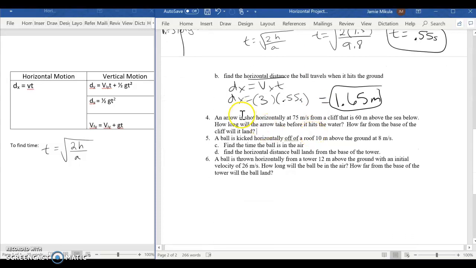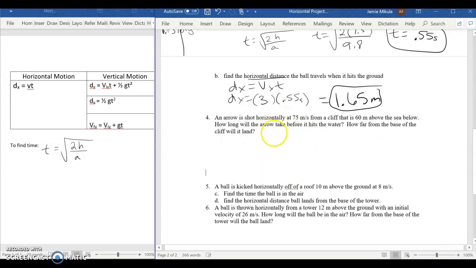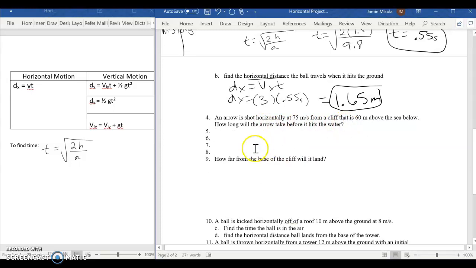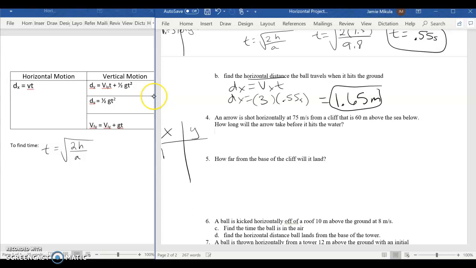Number 4, it says an arrow is shot horizontally. Okay, so we're going to separate these two. All right, arrow shot horizontally, so x is horizontal. So the velocity is 75, and the distance in the y direction is 60 meters.